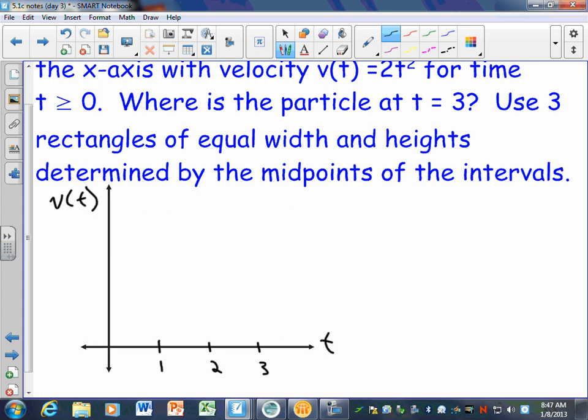Think about how high we need to go on the y-axis. At 3 seconds, what is my velocity going to be at 3 seconds? 3 squared times 2, 18. So I need 18 on my graph. If you want to count by 2s, if you want to count by 3s, it doesn't matter, but you need to make sure that you have 18 on your graph, or at least know that that top number is 18. I think I went by 2s.